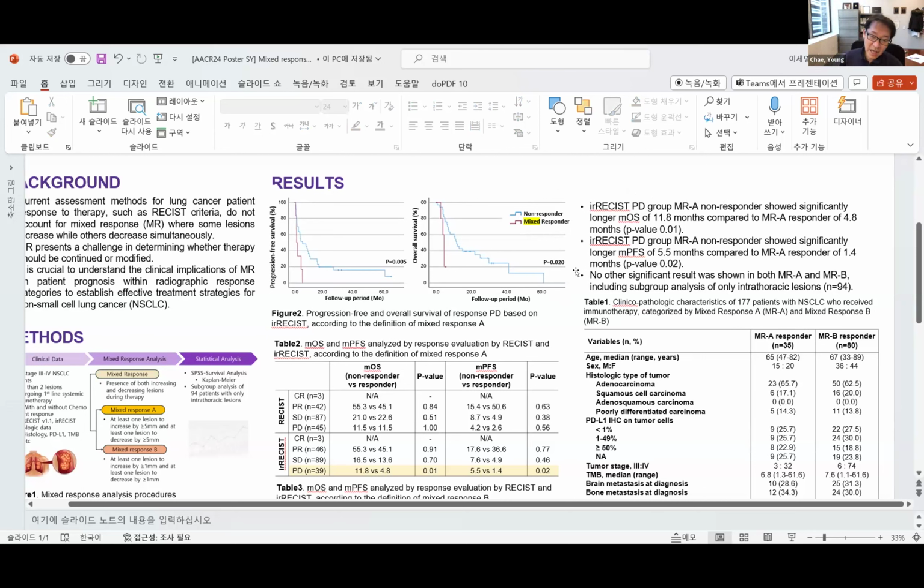I would have the true responders, who are CR/PRs, as responders, and then you have non-responders. Well, when you say non-responder, there are stable disease people there.